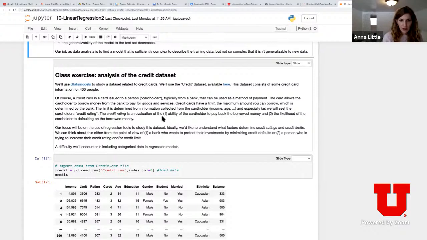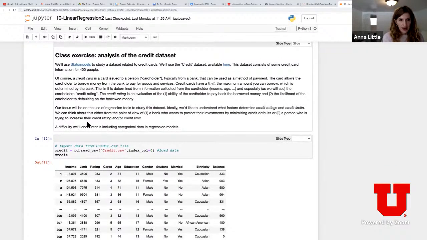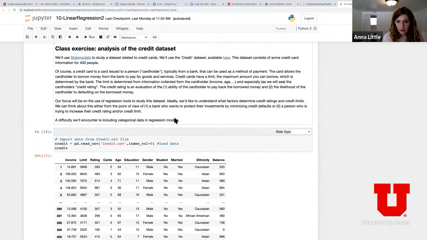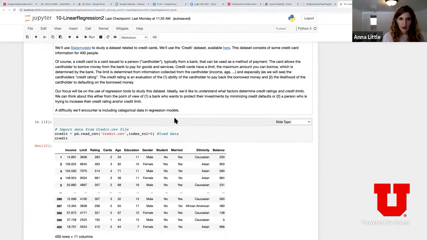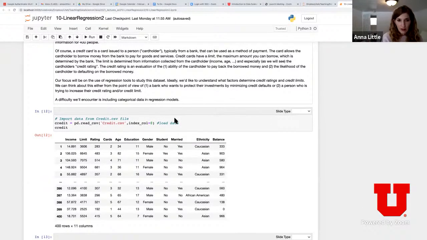So this credit rating is an evaluation of the ability of the cardholder to pay back the money, and also the likelihood of the cardholder defaulting on the money. Okay, so we will focus on using some regression tools to study this data set. Ideally, we would like to understand what factors determine credit ratings and credit limits. And this can be thought about from either viewpoint, from the bank's viewpoint of wanting to protect their money, or from your viewpoint of wanting to improve your credit score.